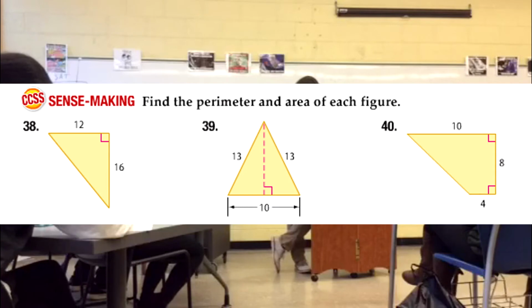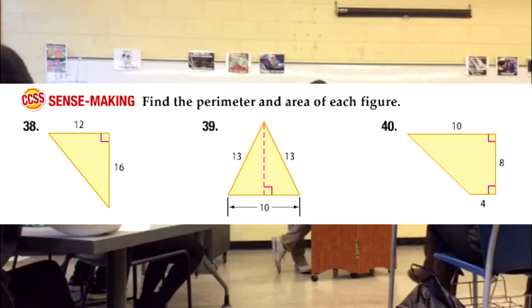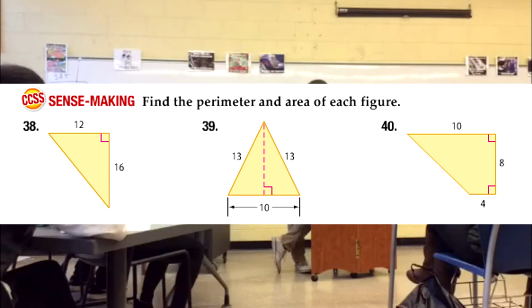38. Your perimeter in 38 was 48 units, and your area was 96 square units. 39, your perimeter was 36 units, and your area was 60 square units. You didn't have to do 39, you had to do 40 though, and that perimeter was 32 units with an area of 56 square units.